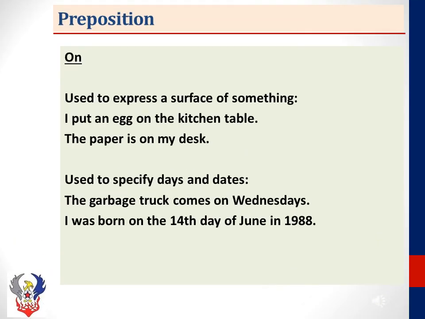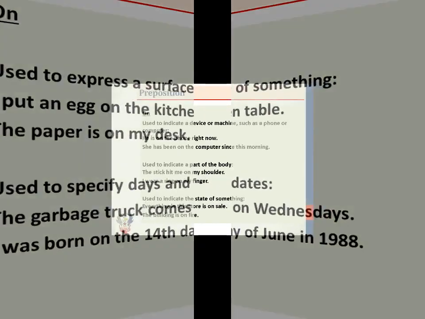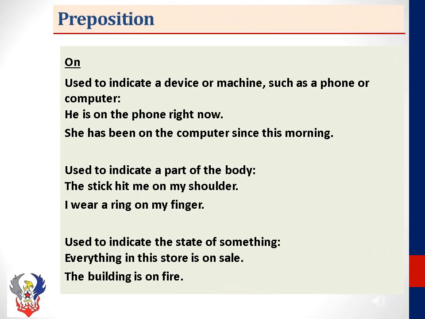On. Used to express a surface of something. I put an egg on the kitchen table. The paper is on my desk. Used to specify days and dates. The garbage truck comes on Wednesdays. I was born on the 14th day of June in 1988. On. Used to indicate a device or machine, such as a phone or computer.